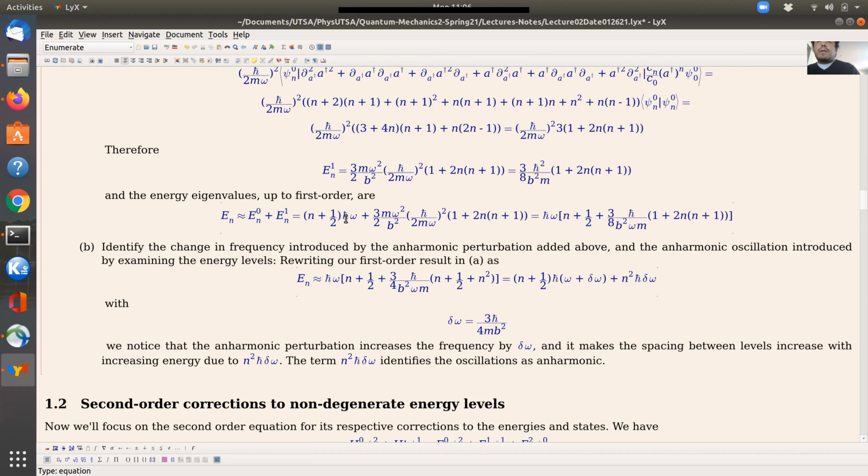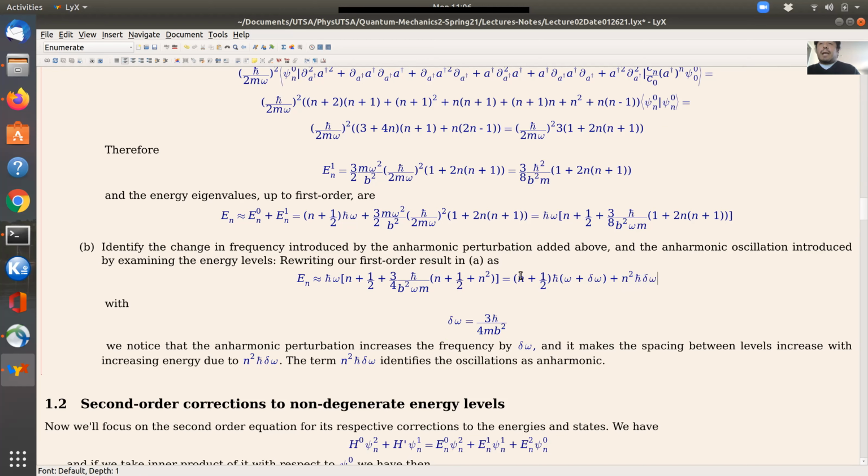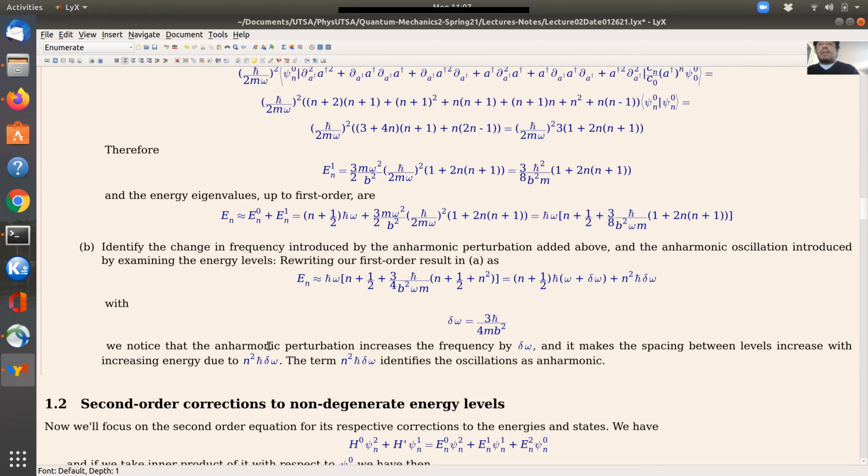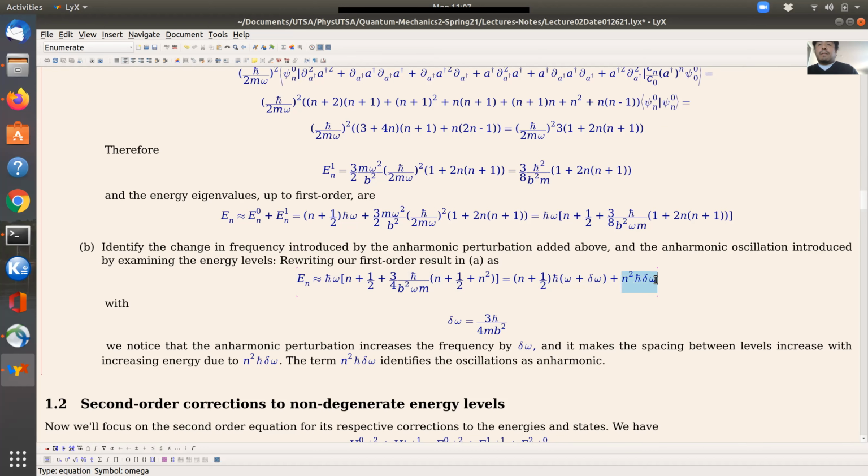Because the harmonic oscillator is explaining that the energies are proportional, or basically linear functions of n. In this case, this is n squared. So clearly that is a non-harmonic effect. And so again, identifying the shift in frequency is one part. So we have it here. And this is the non-harmonic part. And again, the anharmonic perturbation increases the frequency by delta omega. So that is one of the effects of our perturbation, of course. And it makes the spacing between levels increase with increasing energy due to n squared h bar delta omega. So this is this other effect.